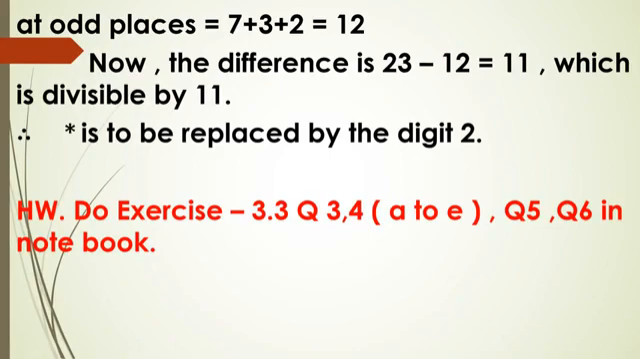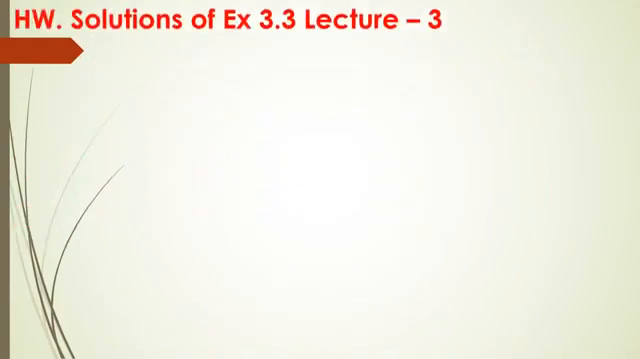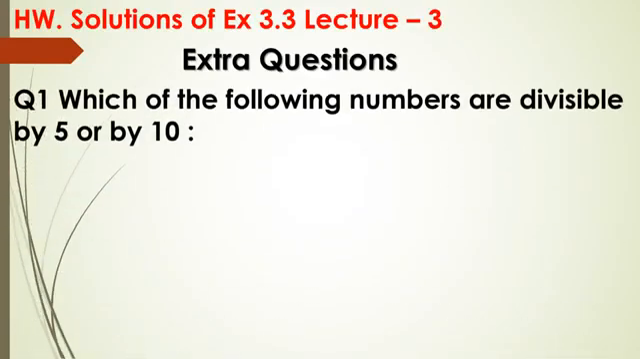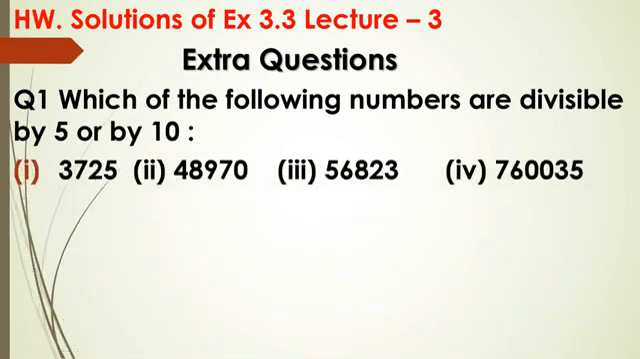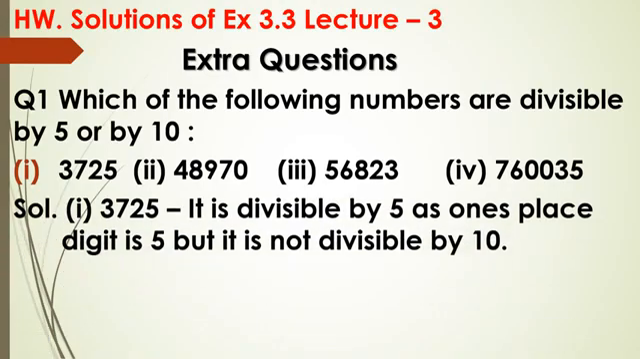Now see the homework solution of lecture 3. I have given some extra questions. First of all, I am taking that. Which of the following numbers are divisible by 5 or not? A number is divisible by 5 if its ones place digit is either 0 or 5, and a number is divisible by 10 if its ones place digit is 0. So see the first part, 3725. Its ones place digit is 5, so it is divisible by 5 but not by 10.